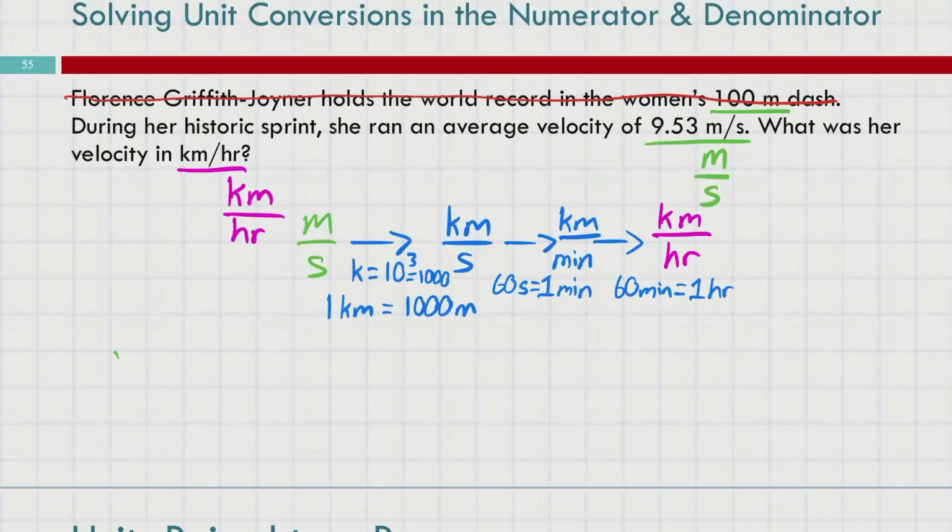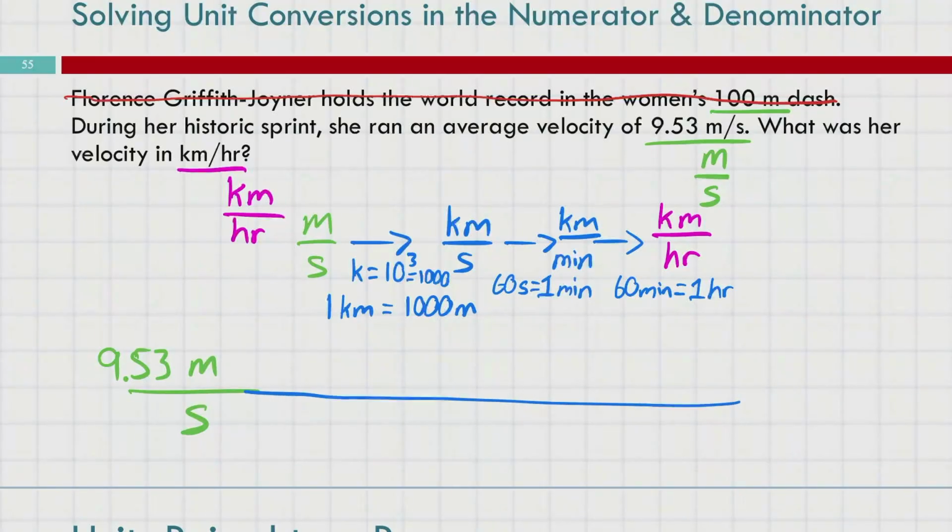Okay, so starting with 9.53 meters over seconds. Put this big long line through to separate our numerator, the stuff that's on top, from our denominator, the stuff that's on the bottom. We want to convert from meters to kilometers, so the kilometers needs to go on top, 1 km, 1,000 meters on the bottom. The meters cancel.